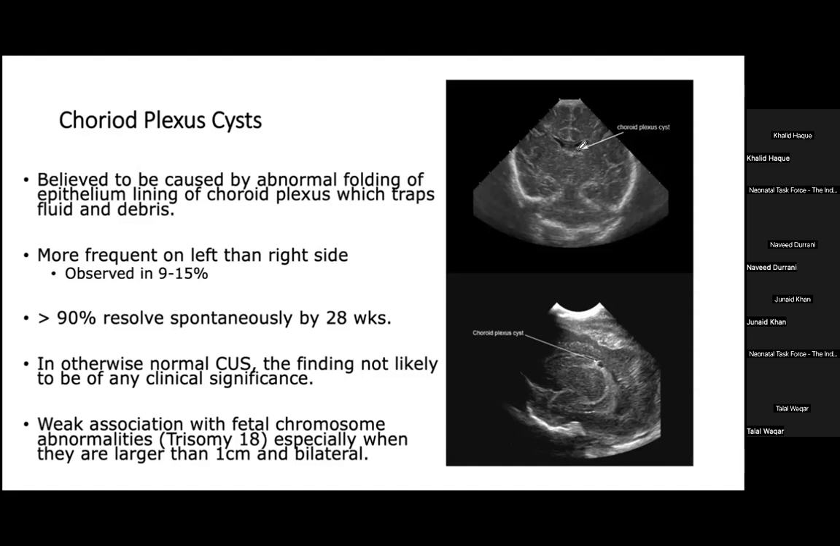And if on the ultrasound the remaining structures are normal, I don't think there is any clinical significance of these choroid plexus cysts. However, there is literature available in which they found a weak association of choroid plexus cyst with chromosomal abnormalities, trisomy 18, especially when they are more than 1 centimeter. So if you see this one, it is just like a small cystic structure in the coronal plane, and this is how it looks in the lateral sagittal view.